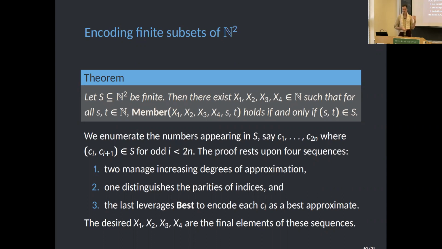And then the last sequence actually encodes the numbers S and T in the ways I've been stating it, using the best relation that we saw before. And then if we build this correctly, we don't need to consider the full sequences because it's all built in for us, and we can just consider the final entries of those sequences, and that'll encode everything that came before.